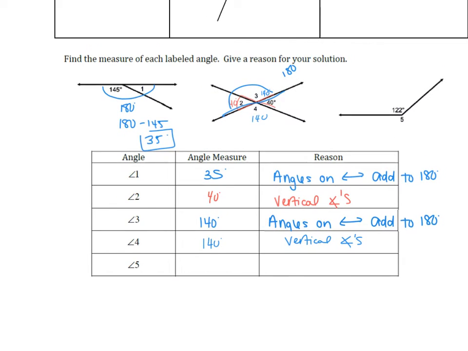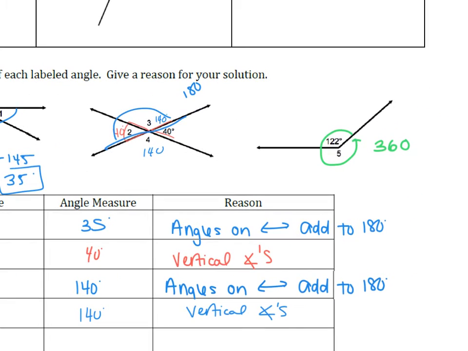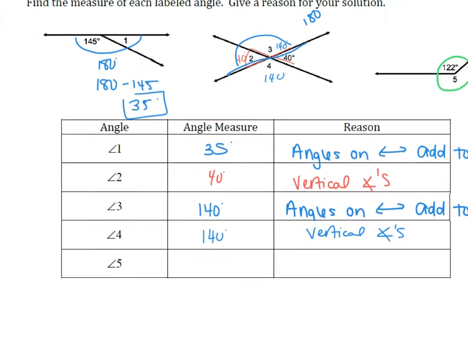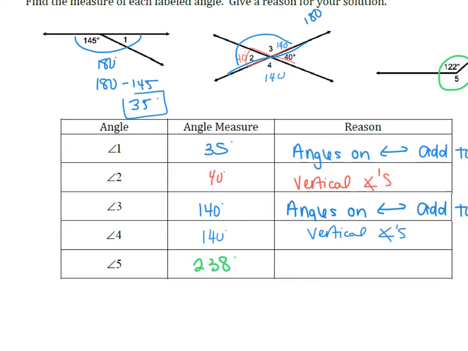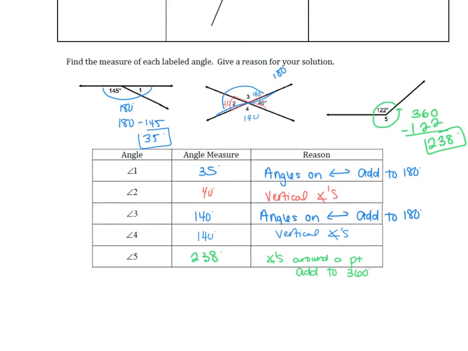Now for our next example, for number 5, that one's a little different. But we know that if I draw a circle around this, it will add up to 360. So if my whole is 360 and a part is 122, what does angle 5 have to be? So 360 minus 122 gives you 238 degrees. That's your final answer. And your reasoning would be angles around a point add up to 360 degrees.